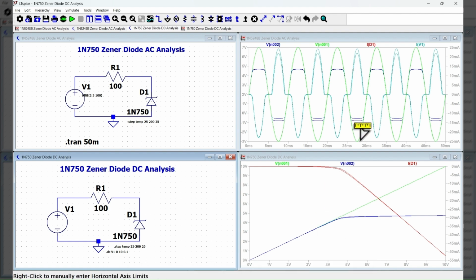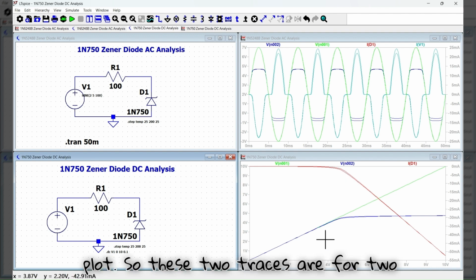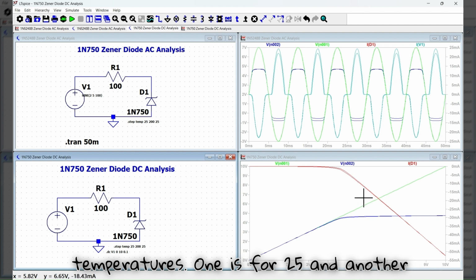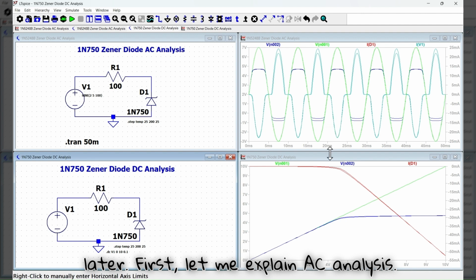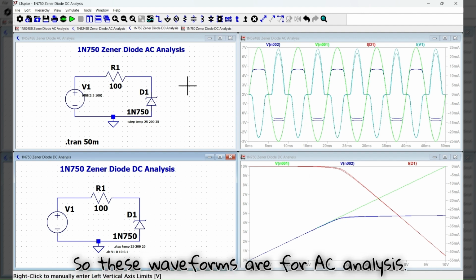Here you can see there are two traces in the same plot. These two traces are for two temperatures. One is for 25 and another is for 200, which I will explain later. First, let me explain AC analysis.